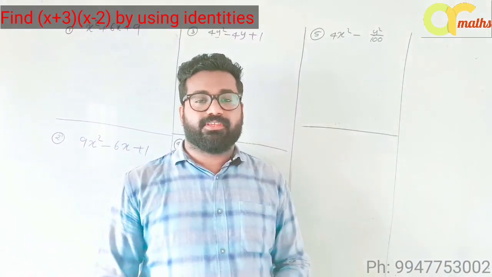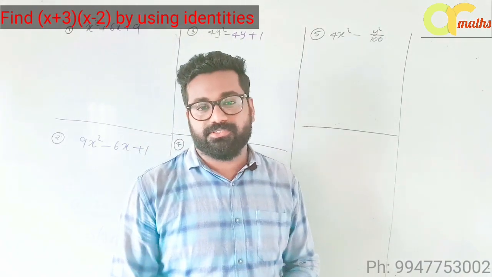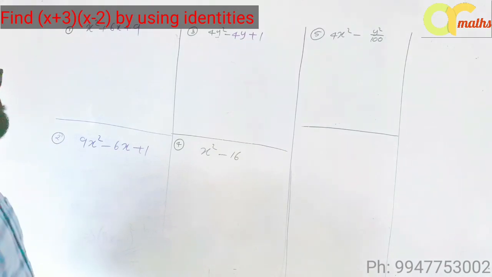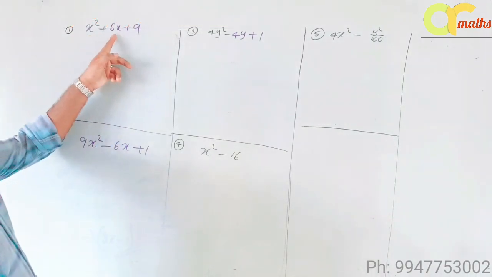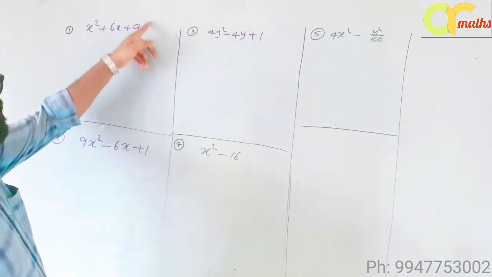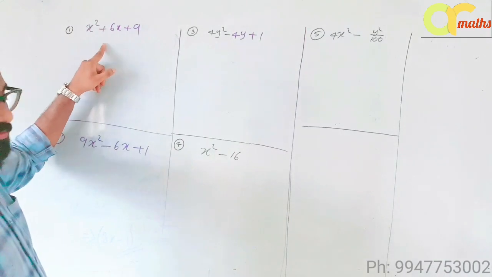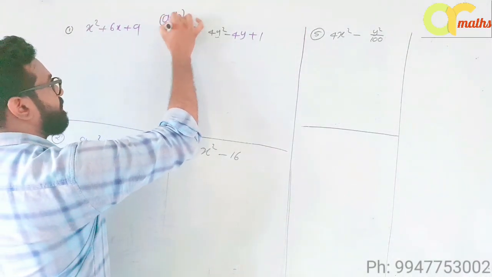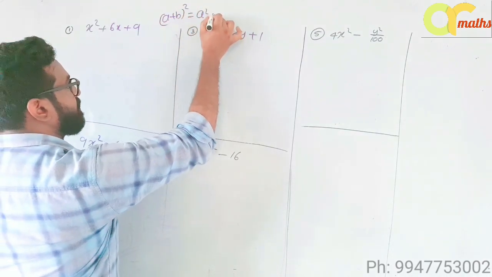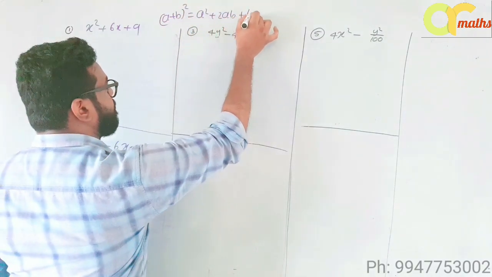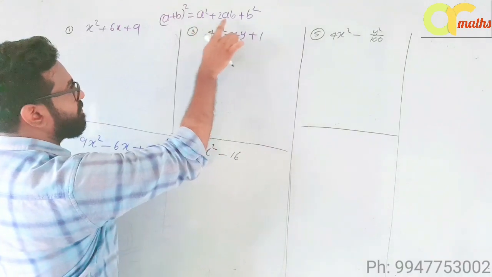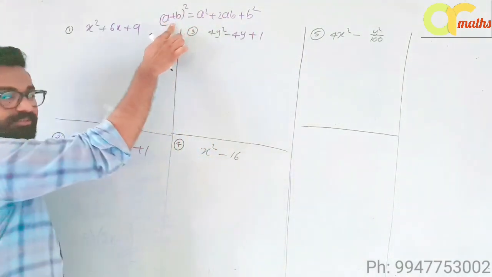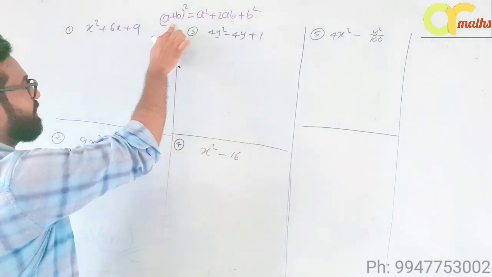Okay, next our topic is factorization by using identities. Listen, factorize x square plus 6x plus 9. This is in the form of expanded form. You know what is (a plus b) all square? (a plus b) all square equal to a square plus 2ab plus b square. A square plus 2ab plus b square is the expanded form. This is the factorized form. (a plus b) all square is factorized form.